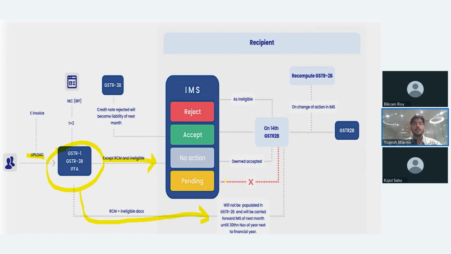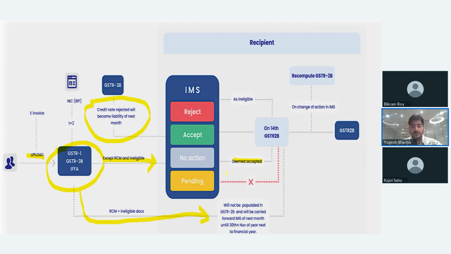If you do not want to take any action on the invoices and you just continue your regular practice as in the previous months, then you don't need to take any action. All those invoices existing in your IMS will be deemed accepted and proceed to your GSTR 2B. Now, this is a very important point I have to highlight: if you reject your credit note, it will be rejected in the present month and will become the liability of your next month.